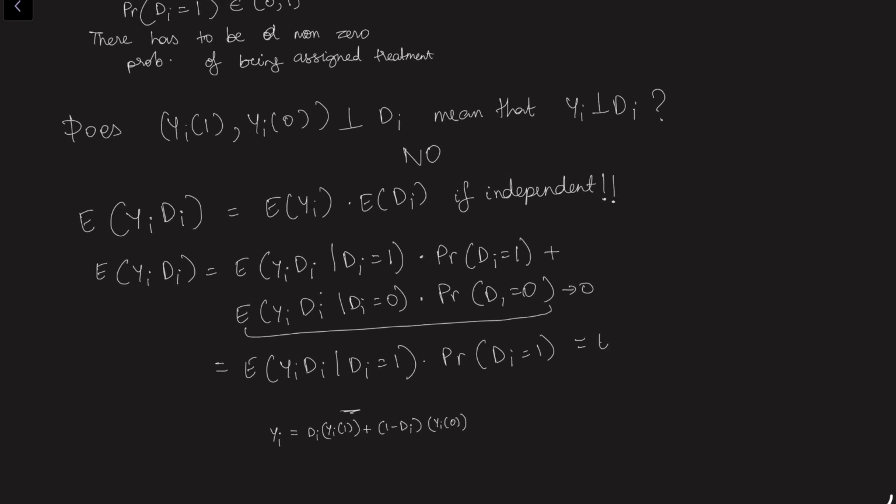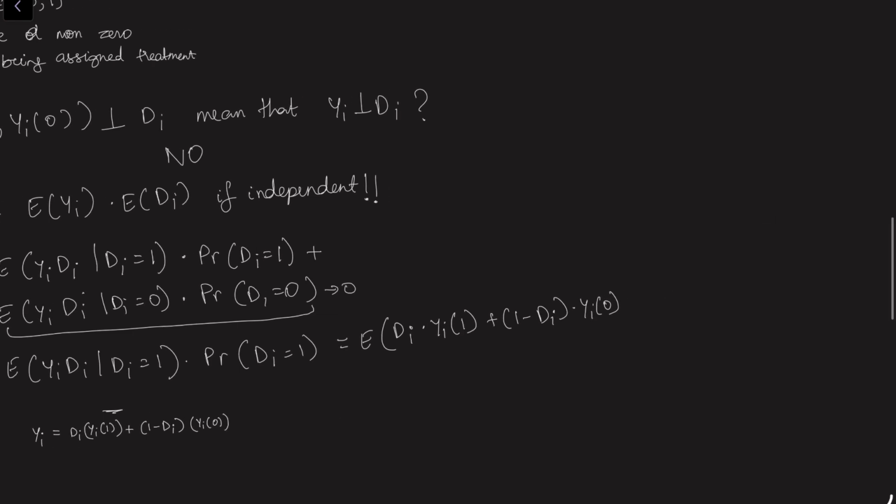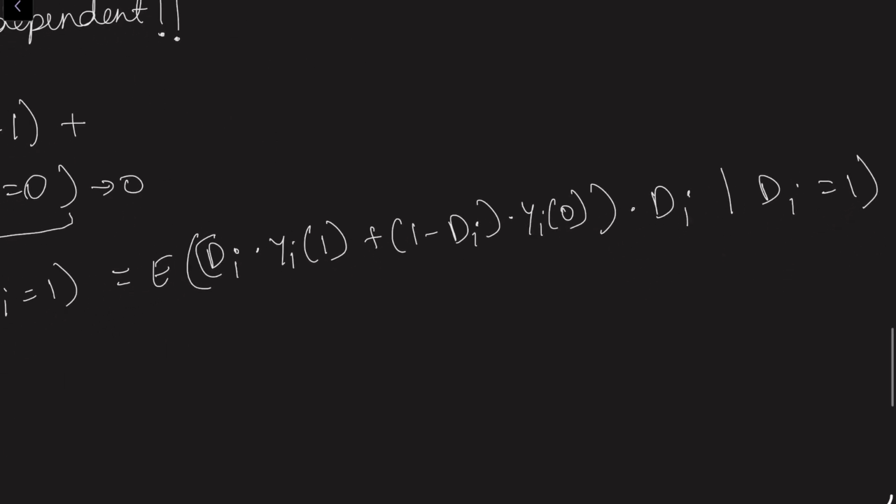So the expectation, now that we have a whole Yi here, is equal to Di times Yi of the potential outcome treated, plus 1 minus Di times Yi of the potential outcome of not treated. This whole times Di, conditional on Di being equal to 1, times the probability that Di is equal to 1. Now a lot of things can be reduced here. So firstly, Di is equal to 1.